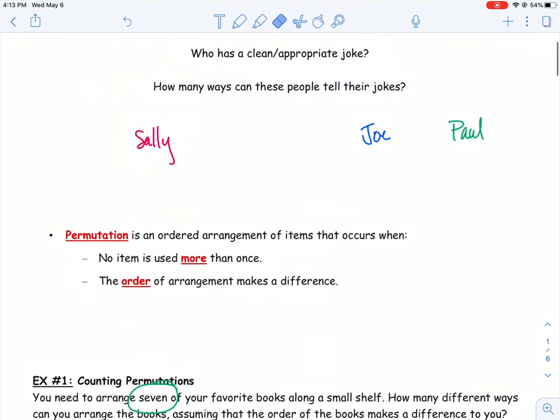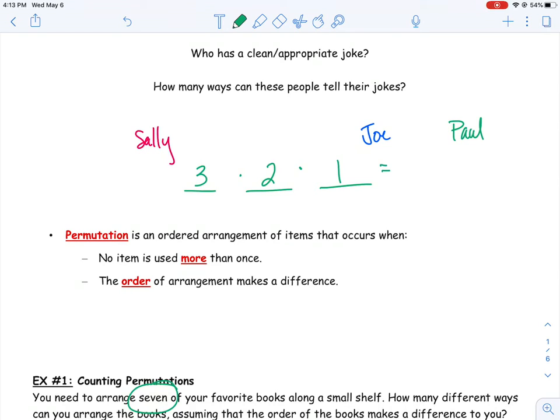So if we go back to this Sally, Joe, and Paul example, if there are 3 different people that need to stand up in front of us and tell a joke, and we need to figure out how many different ways they could stand up, how many different people do I have to put in the first spot? I would have 3, right? And then I would have 2 people, and then I have 1 option for the last spot.